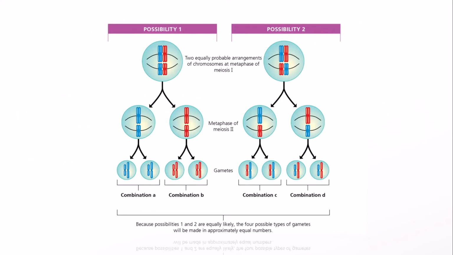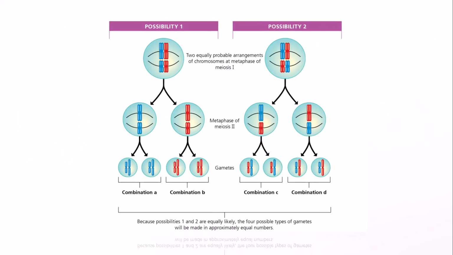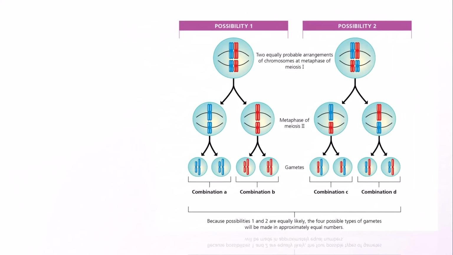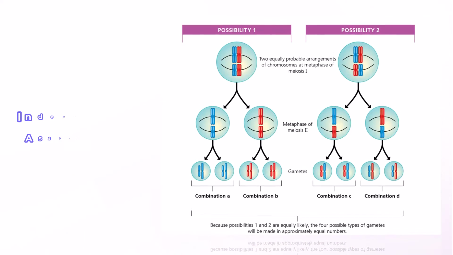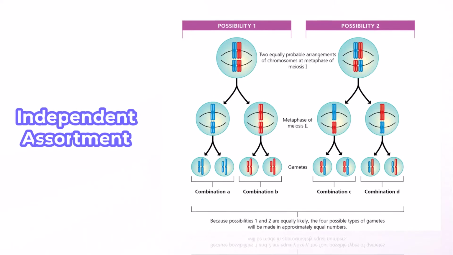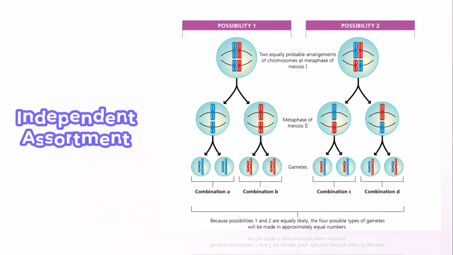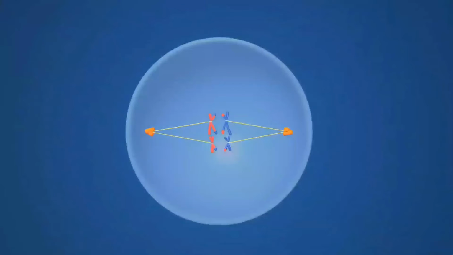The arrangement of chromosomes at metaphase I determines which chromosomes will be packaged together in the haploid gametes. This is called independent assortment. Independent assortment contributes to genetic variability of the gametes. When aligned during metaphase, the side-by-side orientation of each homologous pair of chromosomes is a matter of chance.